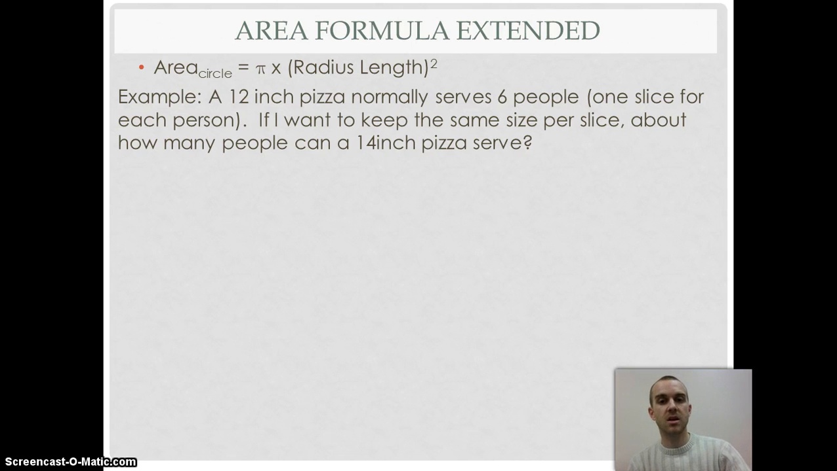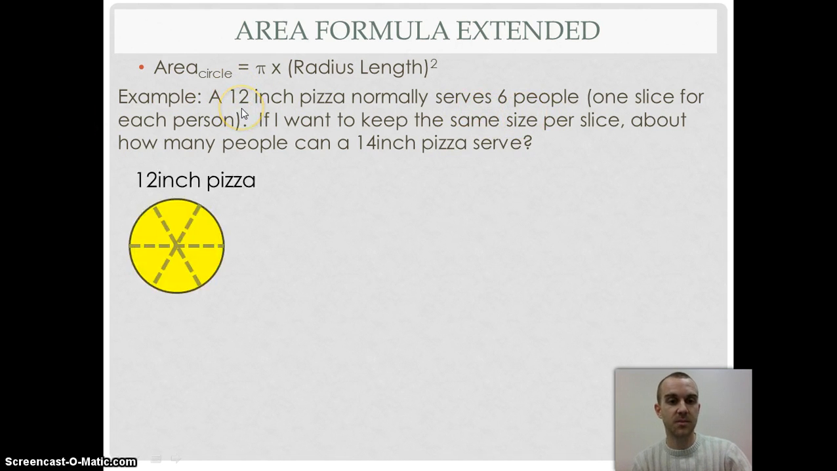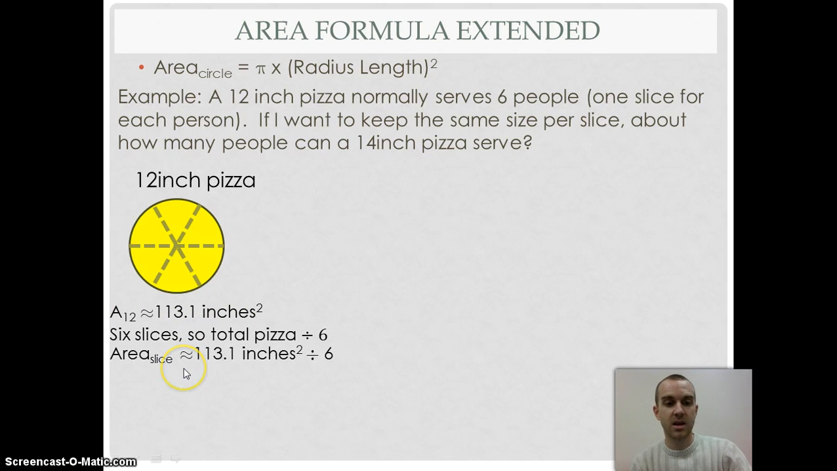So the first thing there is to start with that idea of serving 6 people with a 12-inch pizza. So that would be meaning I would be taking the area of my 12-inch pizza and splitting it into 6 parts. So I know my area, and I want to split that into 6 pieces, so I divide by 6. And that would give me about 18.9 square inches per slice.